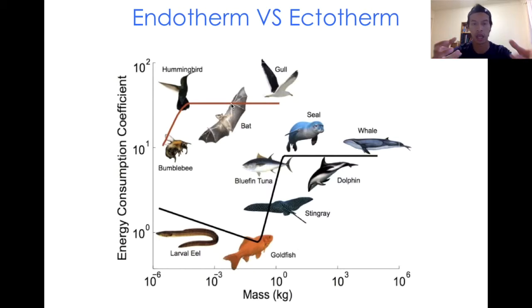So a rat, compared to perhaps a lizard of the same size, will expend so much more energy than the lizard, even though they're about the same size in terms of their mass, right? And you can see the bit of the anomaly there is the bumblebee. The bumblebee, even though it is an insect and is technically an ectotherm, has a really good method of warming up its body.